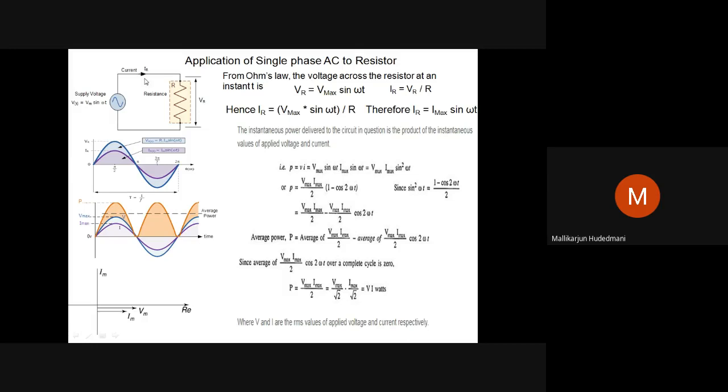When a current IR flows through this, definitely it creates a potential across it as VR. What is this VR? Using Ohm's law, I can write VR equal to IR into R. That we know. Let us understand what we are supposed to do under this study. Application of single phase AC to a resistor pertains to the study of behavior of current.